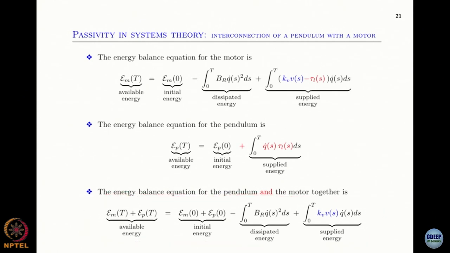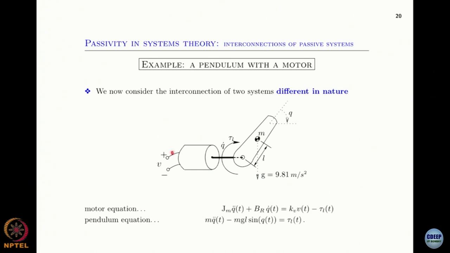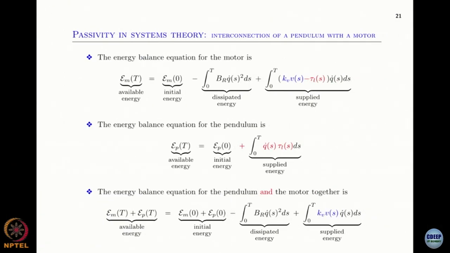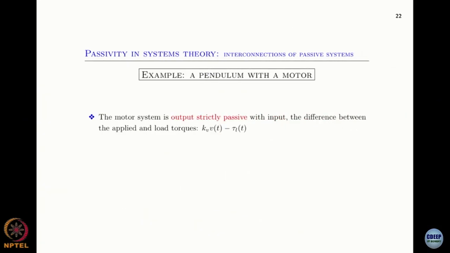Now we have this term of energy dissipation, and we have this term of supplied energy coming all the way from the input voltage that is here. And now my output is still there. So now I have an interconnected system, and I have passivity. Actually, I will have output strict passivity due to this, from the map V to Q dot.